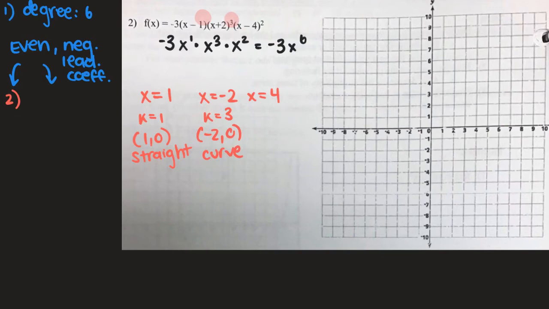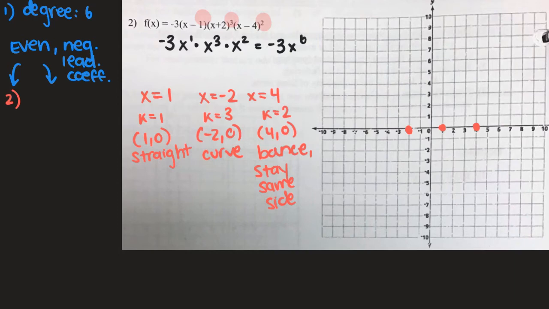Okay? And then at my root x equals 4, my exponent is 2. So my k is 2. Therefore, at the root 4, 0, there's going to be a bounce back. It's going to stay on the same side. So let's draw those roots. We got 1, 0, negative 2, 0, and 4, 0.